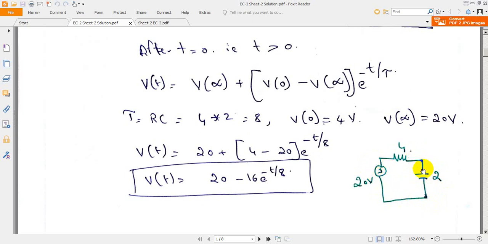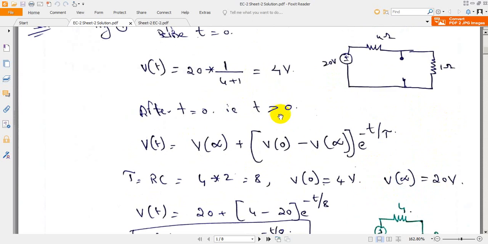The current will flow until this voltage is equal to this voltage, until it's fully charged. Until it's fully charged, it means this voltage should be equal to this voltage. So we can write V infinity is equal to 20 volts. And we have V infinity 20, V naught already evaluated from here at t equal to 0, 4 volts, minus V infinity, e power minus t by tau. Tau has to be evaluated.